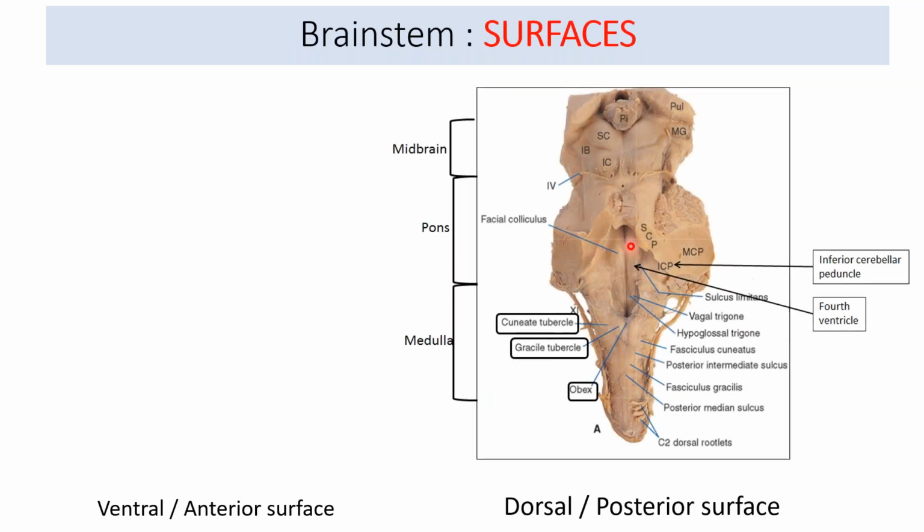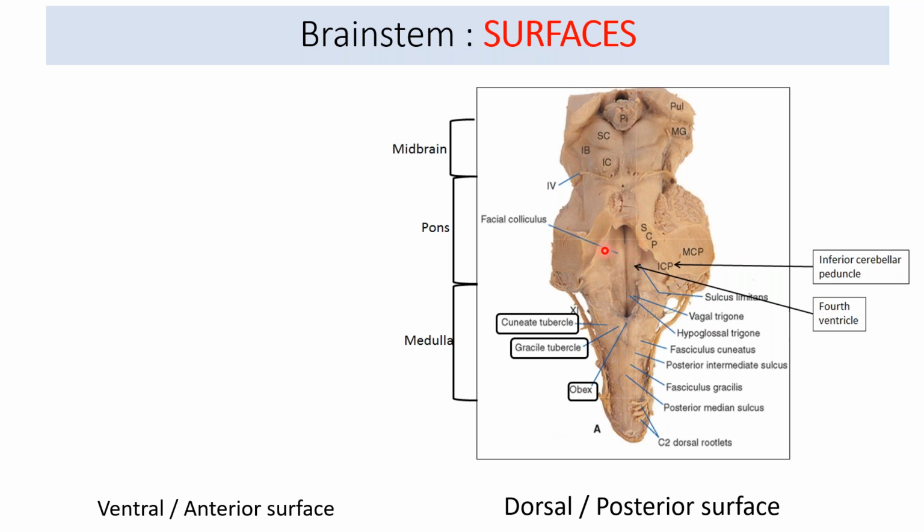Now let us see the posterior surface in detail. In the posterior surface, you can appreciate the area of the 4th ventricle. In this area, you can see the posterior median sulcus right here. Lateral to it, there is one more groove, which is called the sulcus limitans, on both sides. Between the posterior median sulcus and the sulcus limitans, in this area, you can appreciate two swellings on both sides.